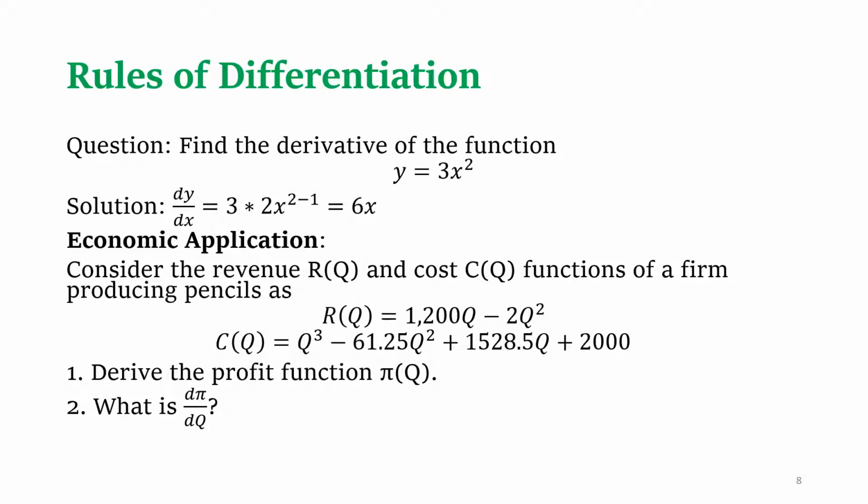Now, let's look at one typical economic application. Consider the revenue, which is R(Q), and the cost, which is C(Q), functions of a firm producing pencils. Now, suppose the revenue function is given as 1,200Q minus 2Q squared. Now, remember, what is the revenue here? How do you get the total revenue? The total revenue is what? It's just the price multiplied by the quantity. That is simple, right? It is just the price multiplied by the quantity.